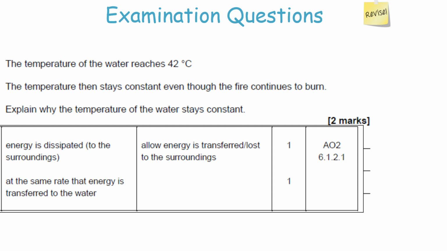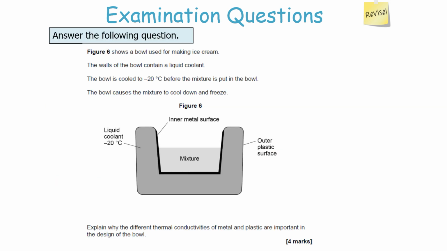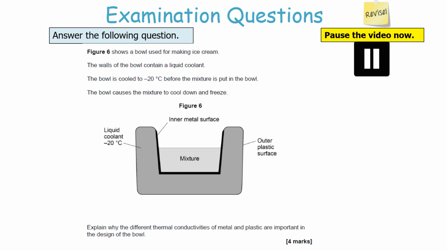In our next question, it says that figure 6 shows a bowl used for making ice cream. The walls of the bowl contain a liquid coolant. The bowl is cooled to minus 20 degrees Celsius before the mixture is put into the bowl. The bowl causes the mixture to cool down and freeze. So explain the different thermal conductivities of metal and plastic and why they're important in the design of the bowl. Pause the video now, then unpause the video when you want to go through your answer.